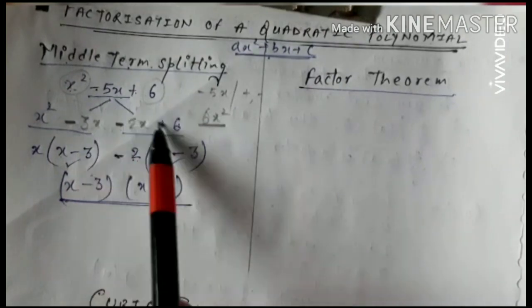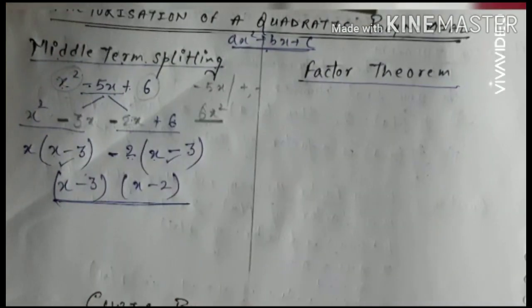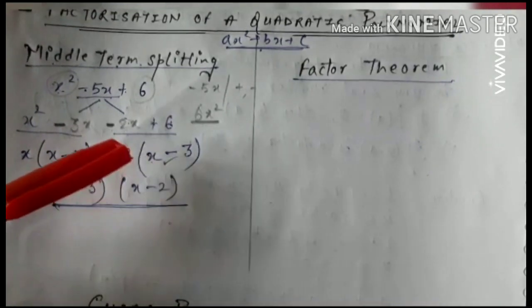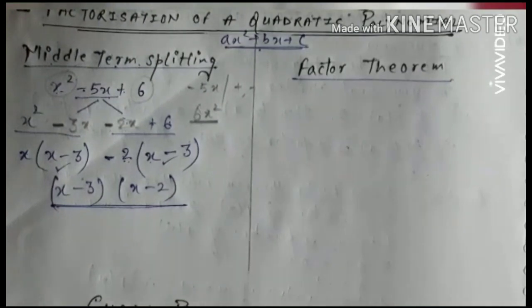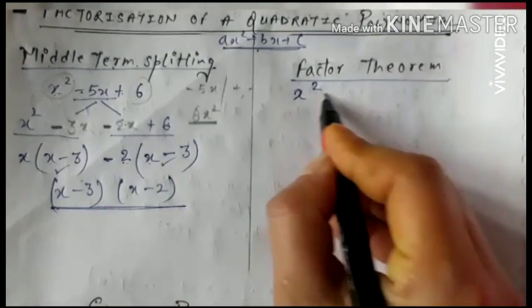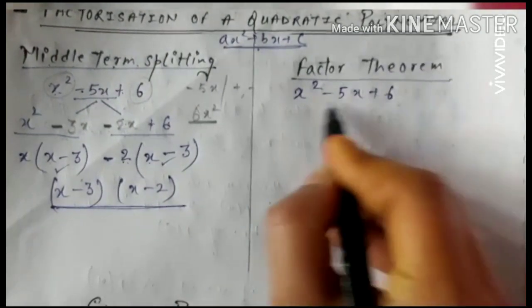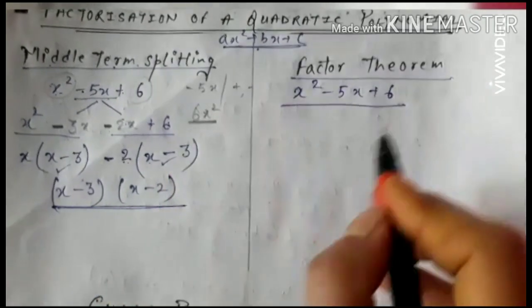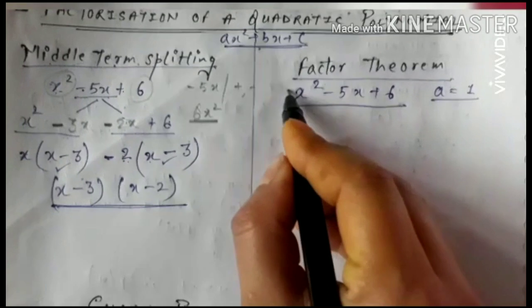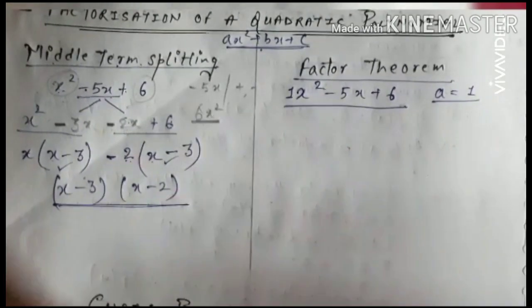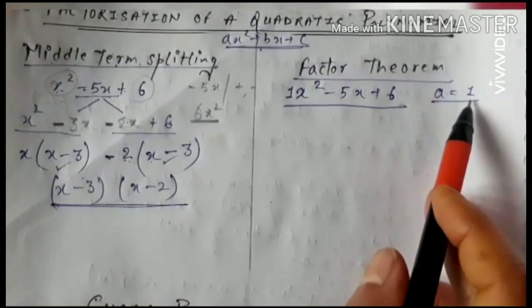First thing is you have to do the factorization of a quadratic polynomial. Now we are doing this question as earlier, the same question we are doing with the help of the factor theorem. So this is x square minus 5x plus 6. It should be in the standard form, and the main thing is that a should be 1. That means here it is 1. So it is already in the standard form and a is 1.